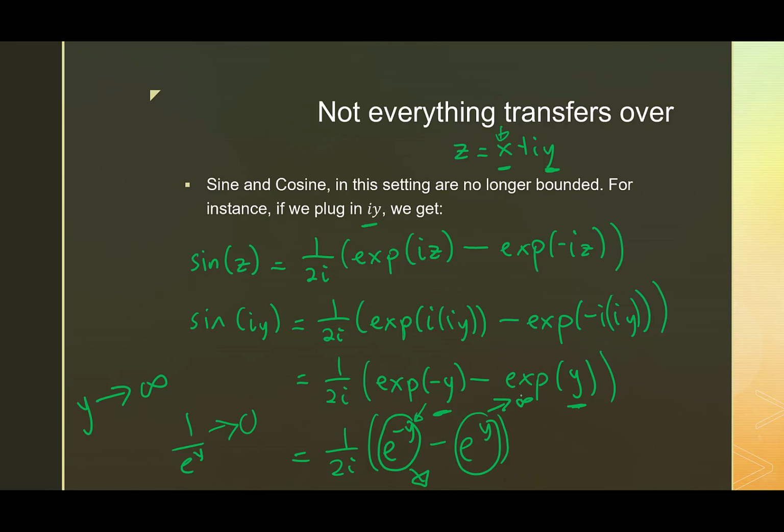So what that means for us is that we can actually make this sine function as big as we want it to be, meaning that it's actually not bounded, which is very, very different from our normal sine and cosine. Remember, sine and cosine can only be as big as 1 and as small as negative 1, but in complex land, we can actually make them as big as we want to by just considering iy a purely imaginary complex number and letting y get as big as we want it to be. Kind of cool. Super, super cool.